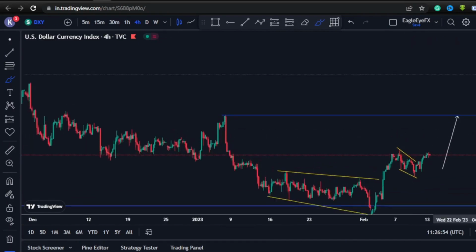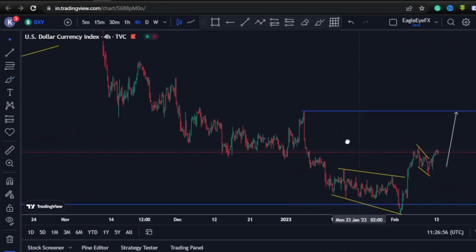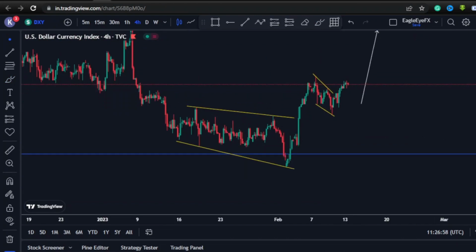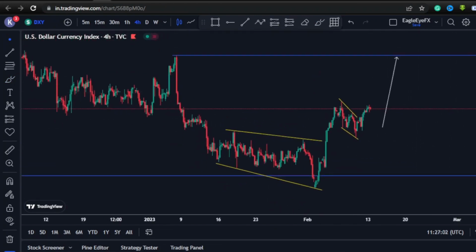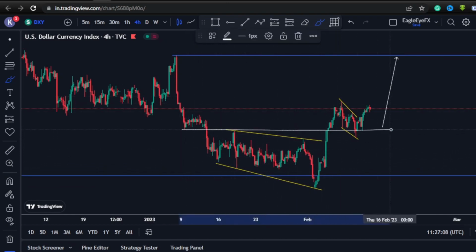So if I go to the 4-hour time frame, you can see it's very clear. We had this structure over here. You can see we had this descending structure, and then there was a breakout. Then of course the market came to retest this level. Then in the course of that, it gave us this flag over here. And already it has broken out.